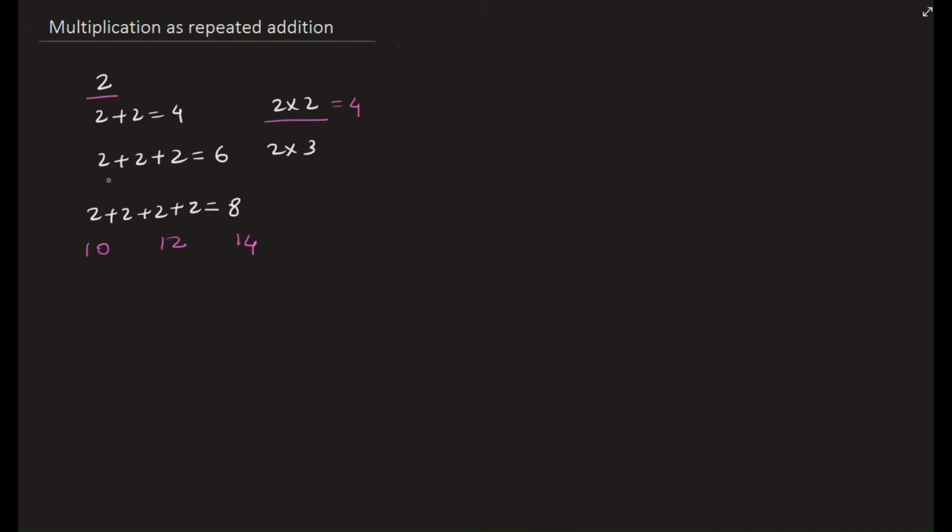Similarly, if a number is added 3 times or thrice, then it equals 3 times that number. 3 times 2, or thrice that number, equals 6. Both equal 6. Similarly, if the same number is added 4 times, it equals 4 times that number.